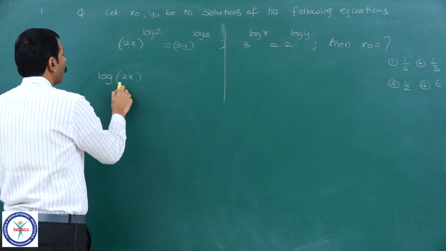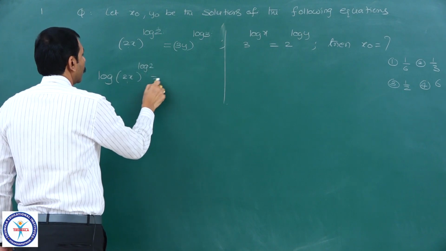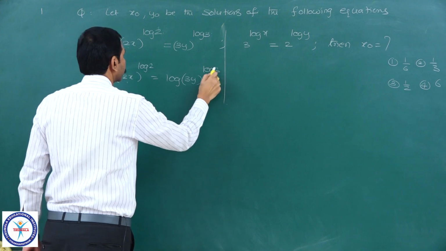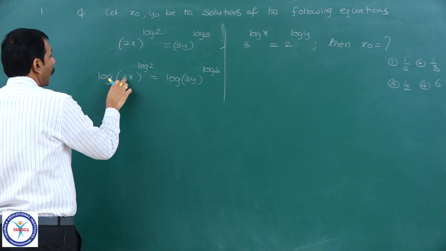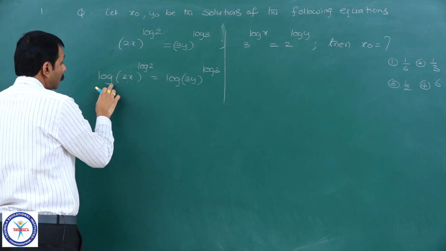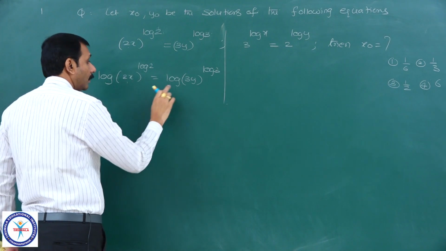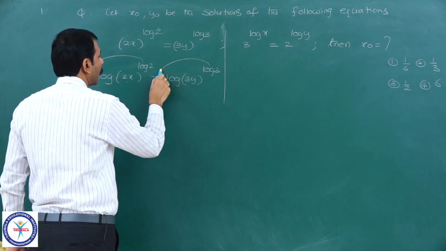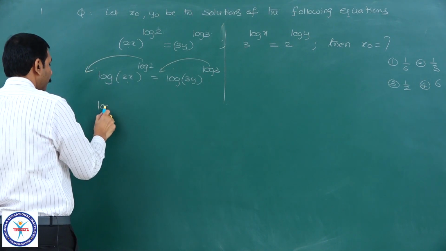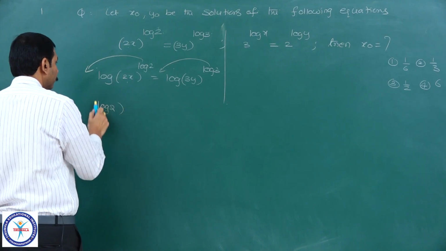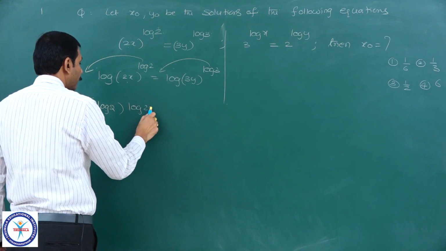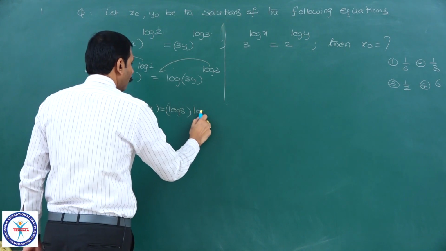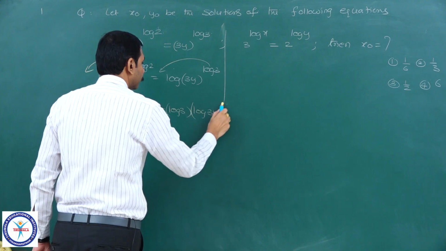Log (2x)^(log 2) is equal to log (3y)^(log 3). Now, it is of the form log a to the power m. Of course, the base of this logarithm and this logarithm are both the same, it is understood. Therefore, this log 2 will come here and this log 3 will come here: log 2 into log 2x is equal to log 3 into log 3y.